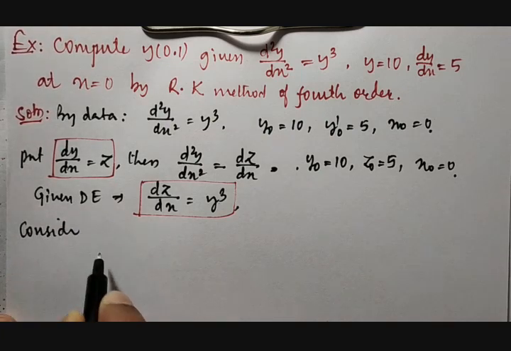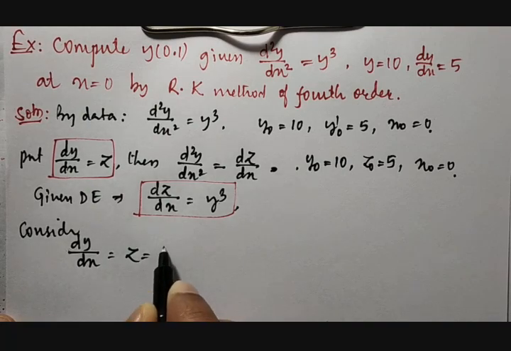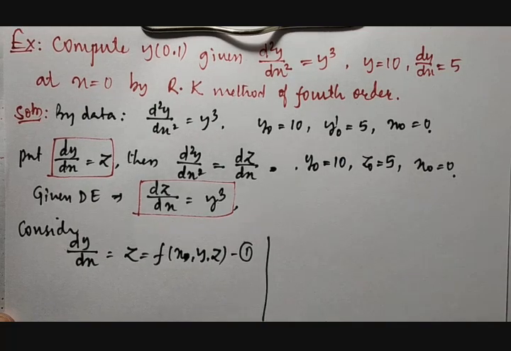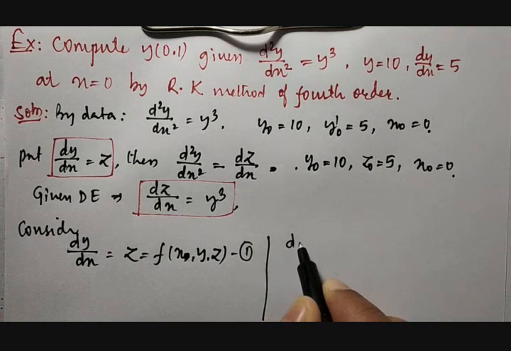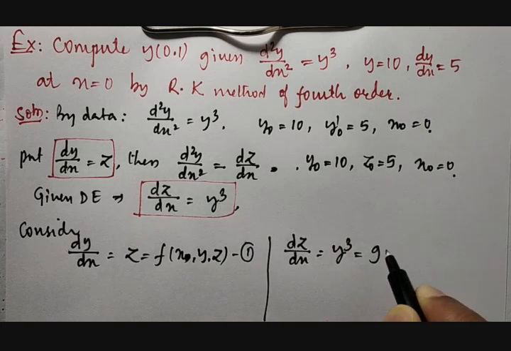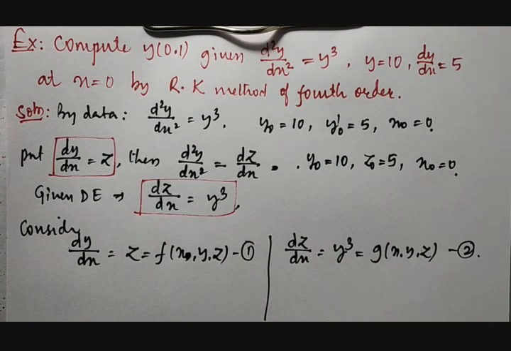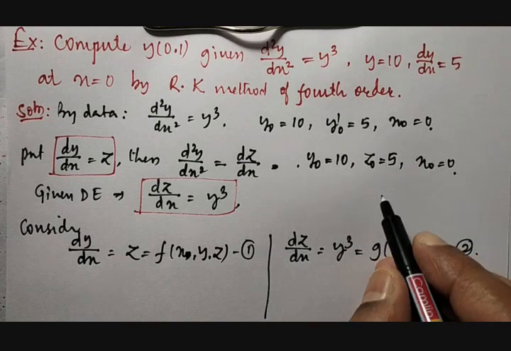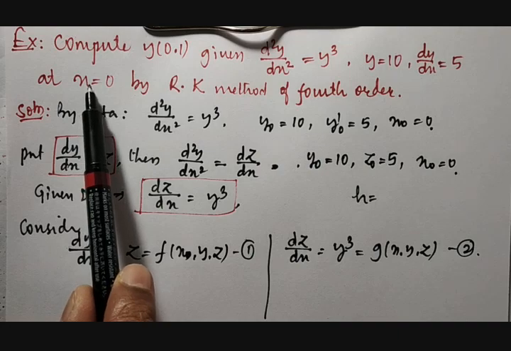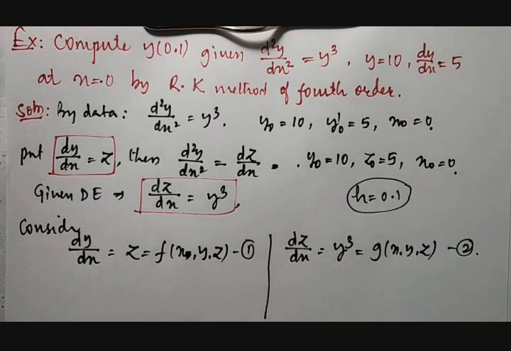So let us take dy by dx, which is nothing but z. It will be treated as f of x, y, z as equation number 1. The other equation, dz by dx, which is nothing but y cube, will be treated as g of x, y, z as equation number 2. Fine. Conditions remain the same. Here h is equal to, what is to be calculated? We need to calculate the value of y of 0.1, where x is given as 0. So h is equal to 0.1.